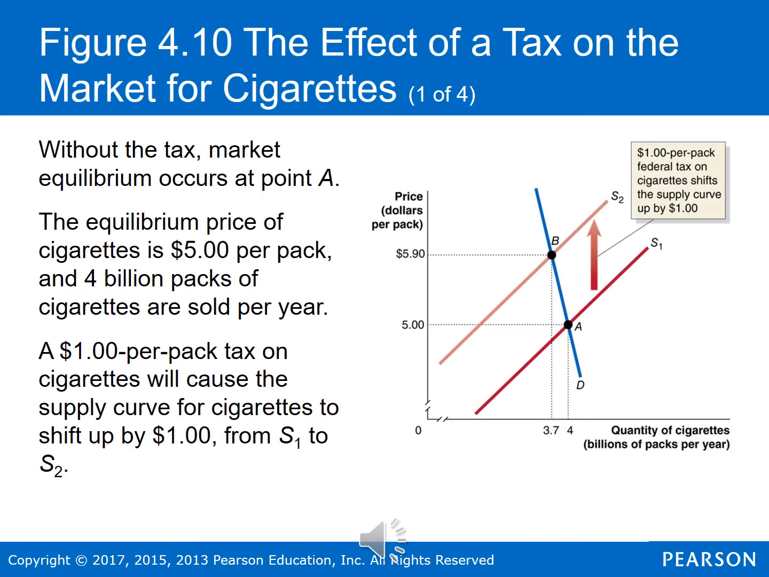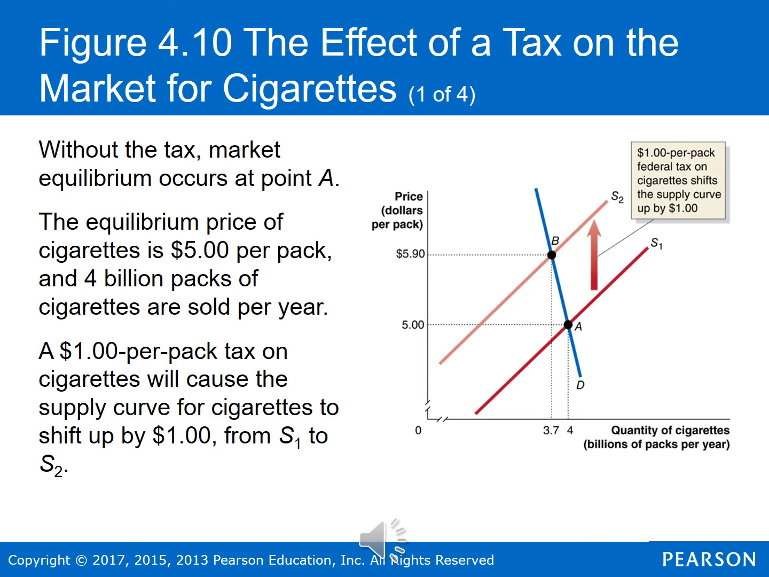So now let's begin by exploring the effect of a tax on the market for cigarettes. So without this tax on cigarettes, the equilibrium is going to occur at point A. It's where the supply curve S1 crosses the demand curve. The equilibrium price is going to be $5 per pack, and at that price, consumers and producers will be willing to trade 4 billion packs of cigarettes per year.